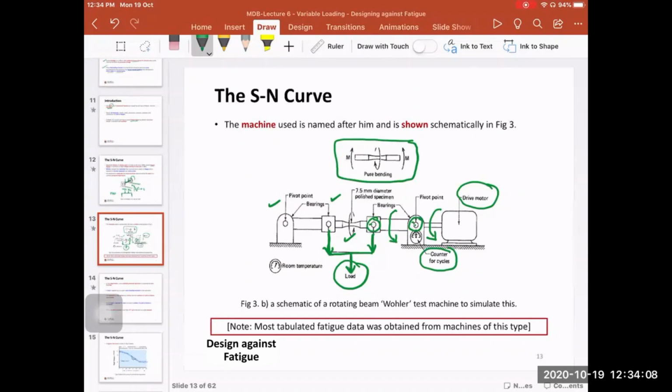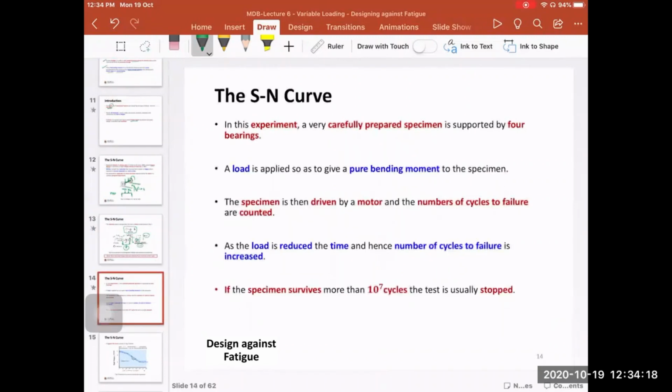So the standard dimension of the specimen, the smaller diameter here, is 7.5 millimeter, and the specimen has to be carefully prepared. It has to be polished carefully to avoid any cracks on the surface that could propagate. And the load was applied as pure bending, as you've seen.